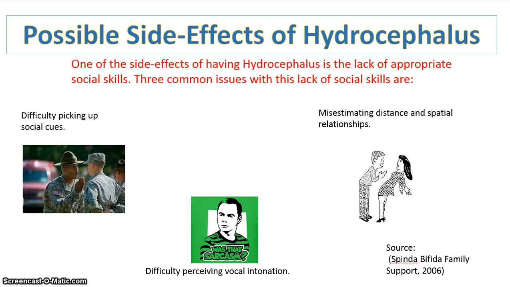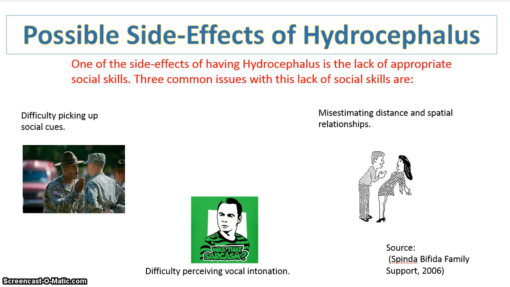Possible side effects of hydrocephalus. One of the side effects of having hydrocephalus is the lack of appropriate social skills. Three common issues with this lack of social skills are difficulty picking up social cues. For example, not recognizing that a police officer is somebody who would be in charge and somebody you would need to listen to.